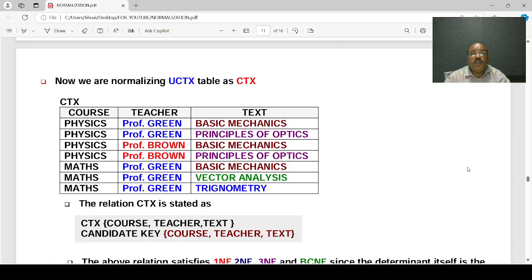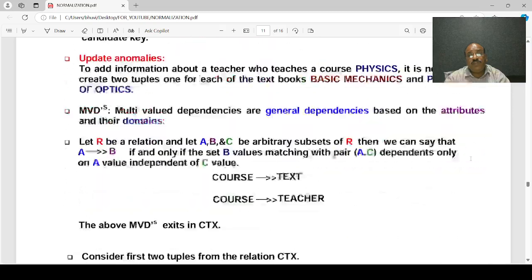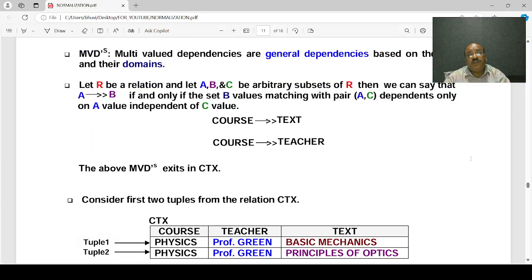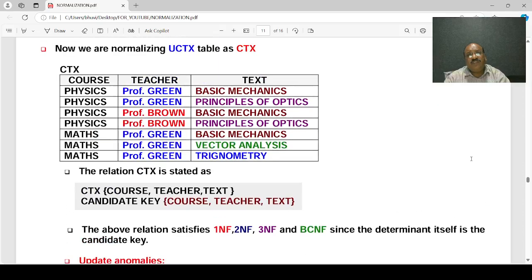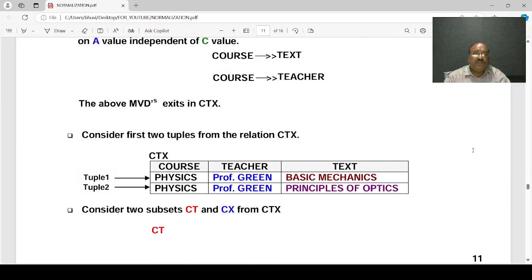From the given relation CTX, now I am able to formulate multi-value dependencies. Now I need to seek functional dependencies. Definitely I can say that functional dependencies are not possible with the relation CTX. Why? Because I am inferring one theorem. First of all, I am considering two rows from CTX: Physics, Professor Green, Basic Mechanics; Physics, Professor Green, Principles of Optics.